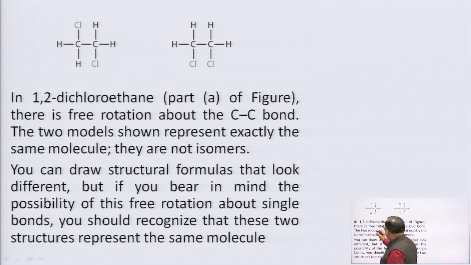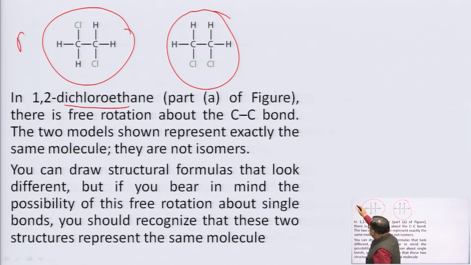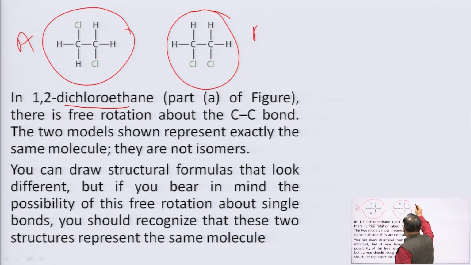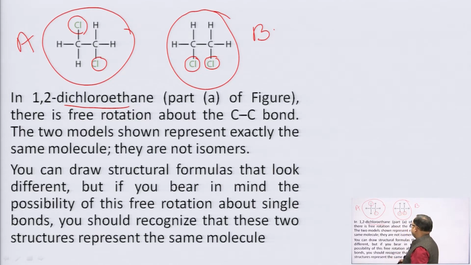Now, if we draw 1,2-dichloroethane by two different structures, consider one as A and the other as B. In structure A, the chlorine atoms are present trans to each other, and in the other, these two chlorine atoms are present parallel to each other. There is free rotation about the C-C single bond.